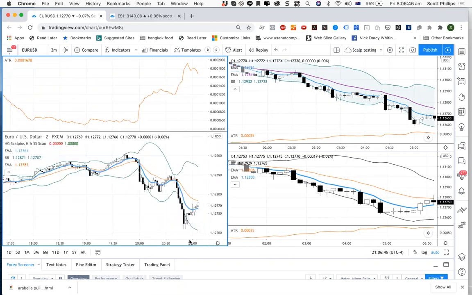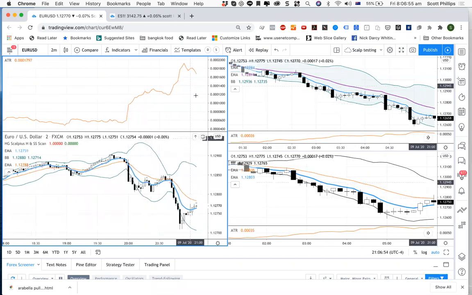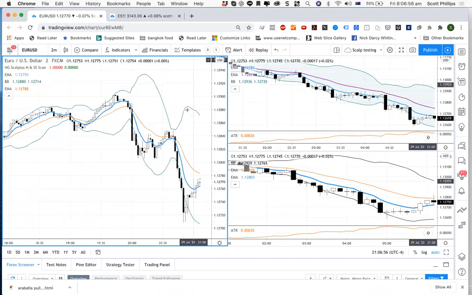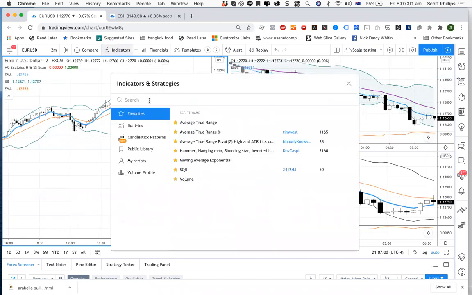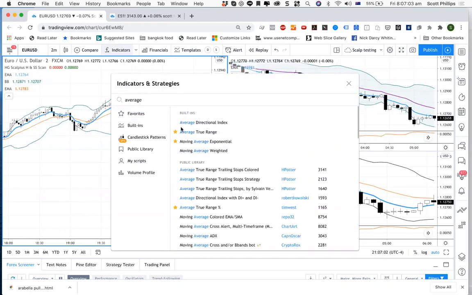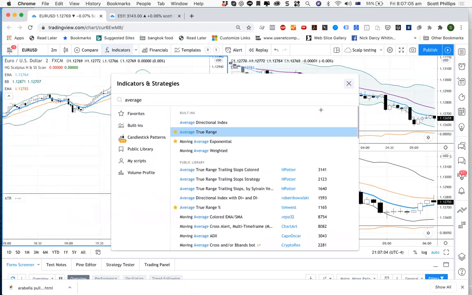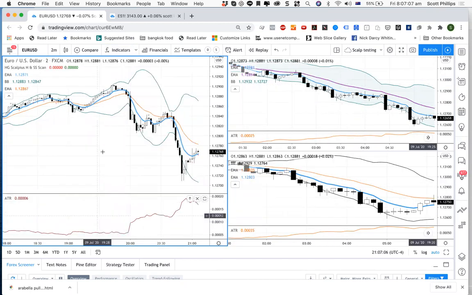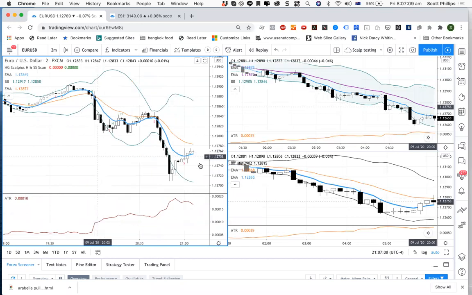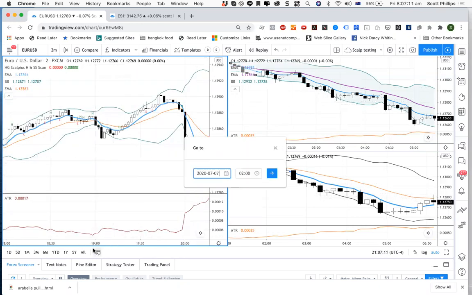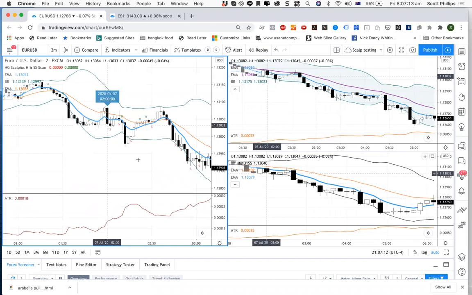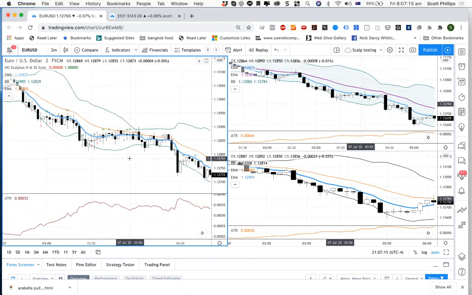What happened there? Well, that sucks. Now let me add that indicator back. I don't know what I did there. There we go. Let's go back to the right time. 7th to 7th. Okay, so we are here.